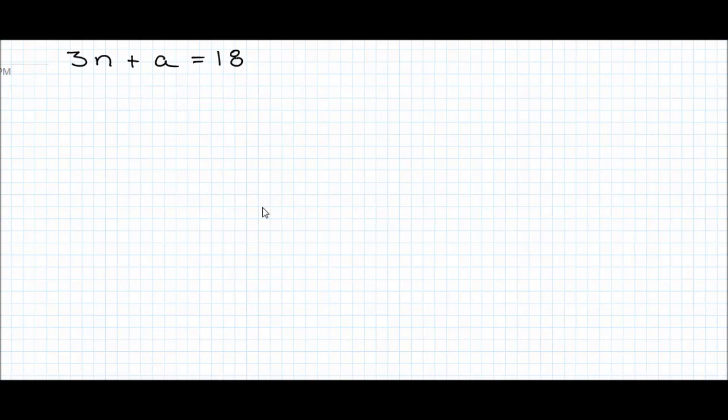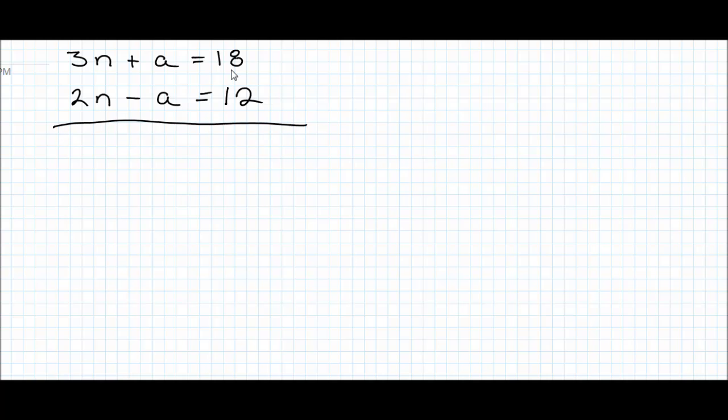3 times one number added to another number is 18. Twice the first number minus the other number is 12. What are the two numbers? Okay, so I like to write the equation down as I'm reading it so I can put it together. So we can use elimination.